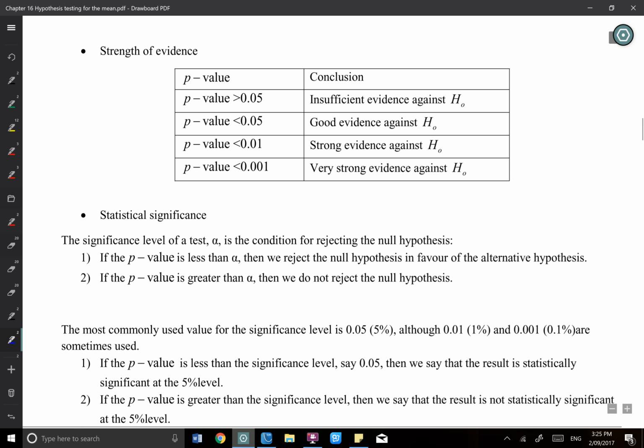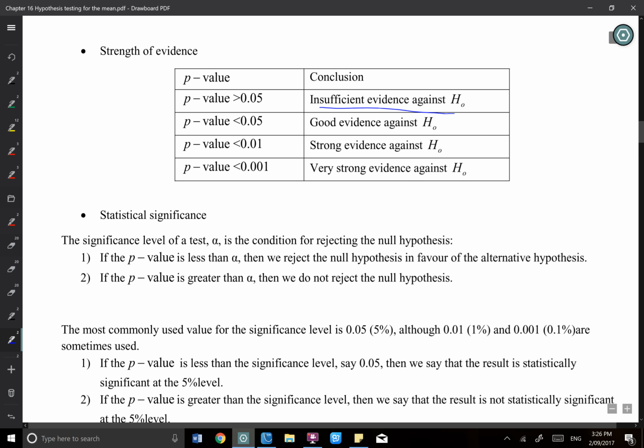Normally, if your p-value is less than 5%, we say it is good evidence to reject the null hypothesis. Greater than 5% is definitely insufficient evidence against H0. If it's less than 5%, it's good evidence against it. While in some extreme cases, the scientist says, I just want a really small value. Then if it's 1%, I would say it's strong evidence. If it's less than 0.1%, it's called very strong evidence.